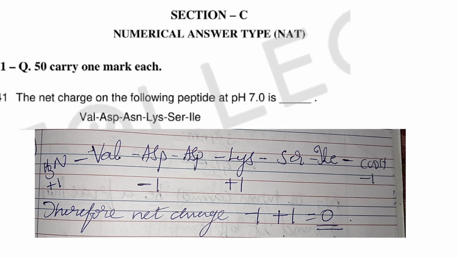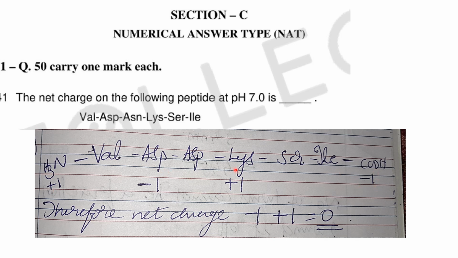Now coming to NAT, that is numerical answer type questions. The first one, the net charge on the following peptide at pH 7 is. So they have given the peptide valine, aspartic acid, asparagine, lysine, serine, isoleucine. So this is the peptide. I have drawn it here. This end will be the N terminal end and it will have NH3. And this will be the C terminal and it will have COOH. NH3 will have a +1 charge and COO at -1 charge.